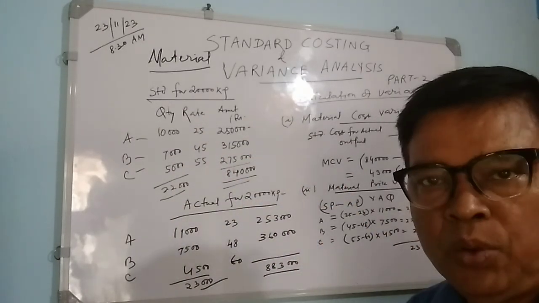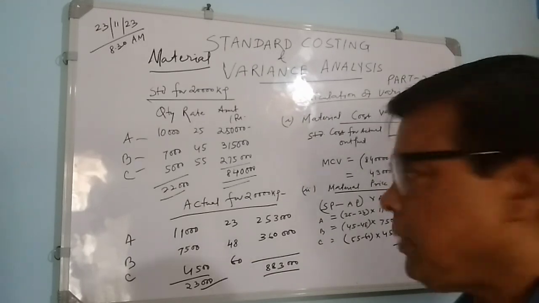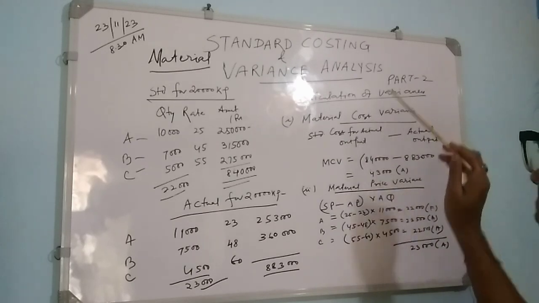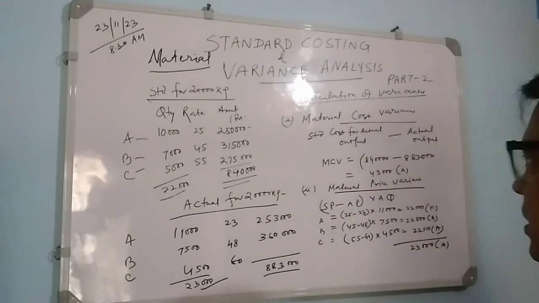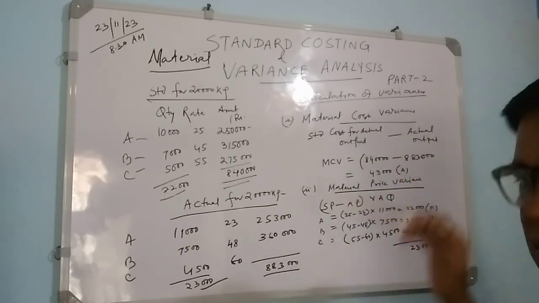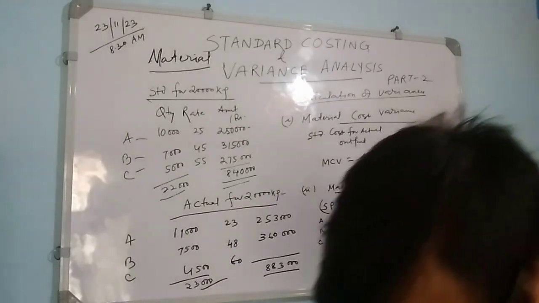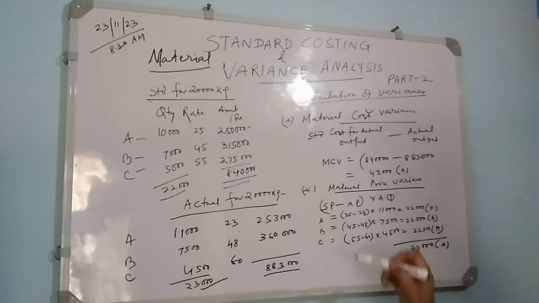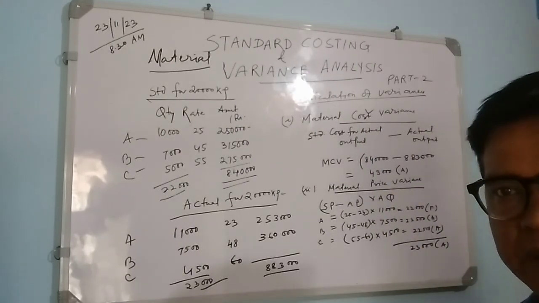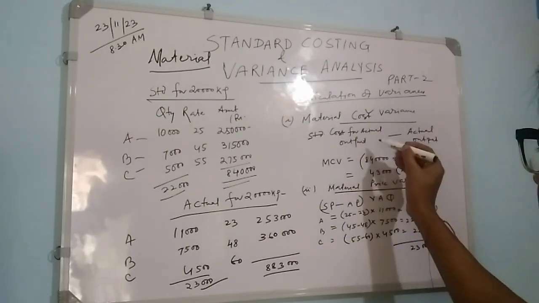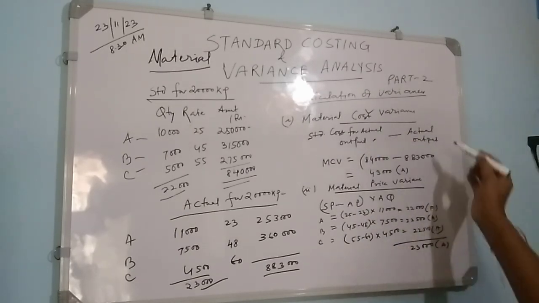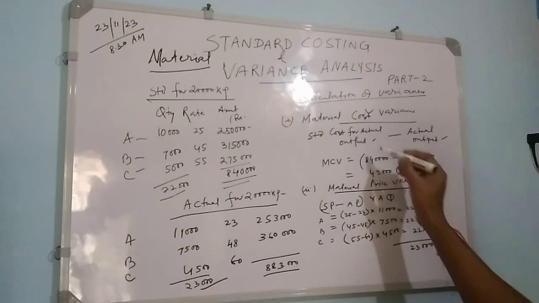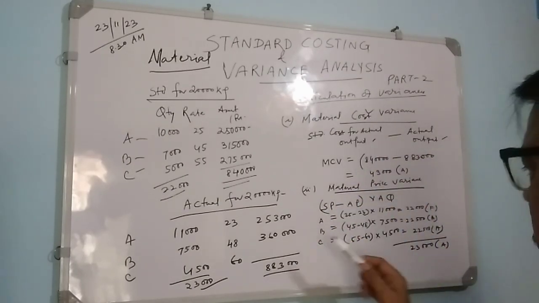Now let us see how to calculate the variance analysis. First, under material cost variance, we have to calculate the material cost variance. What is the formula for material cost variance? It is standard cost for actual output minus actual cost.